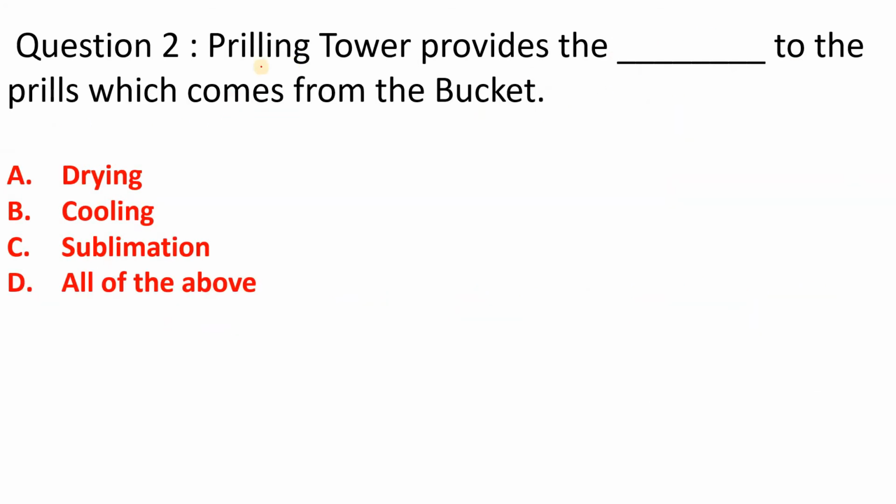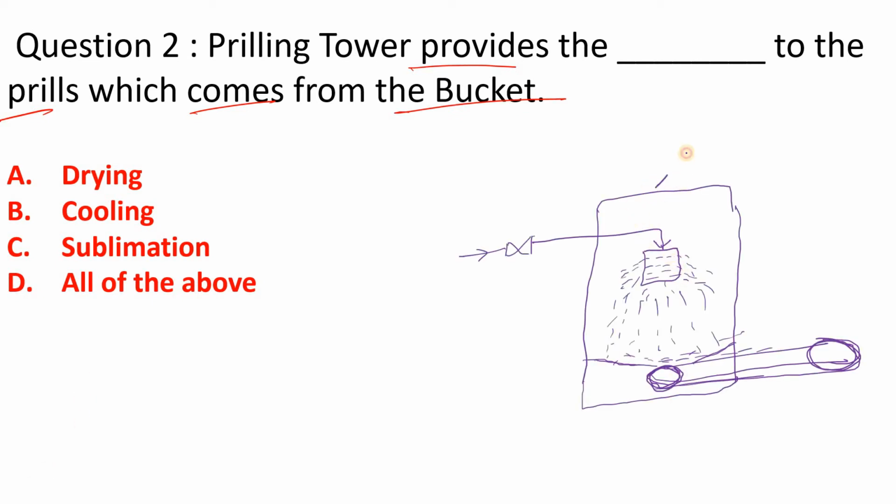Now the second question: the prilling tower provides the dash to the prills which come from the bucket. This is our prilling tower, and this is the bucket. From the bucket, the prills of molten urea come. There is a height of the prilling tower, let's suppose 80 meters. That is the free fall height. When they fall from the bucket, from the bottom we provide air with the help of blowers.